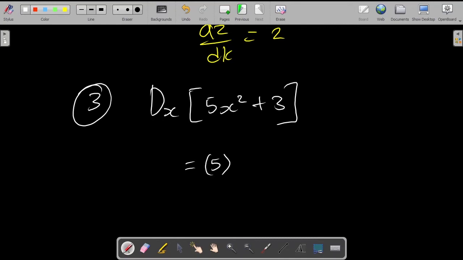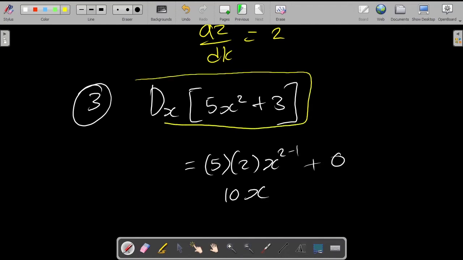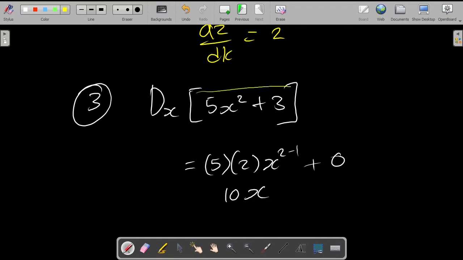It stays as it is. Take the 2 down, and then x to the 2 minus 1. And then this is a constant, so it's just 0. And you'd have 10x as your answer. So this basically tells you that you just have to find the derivative of this thing. And the main variable is the variable which is over here. So if you have something like this, then you'll be dealing with z and so on.